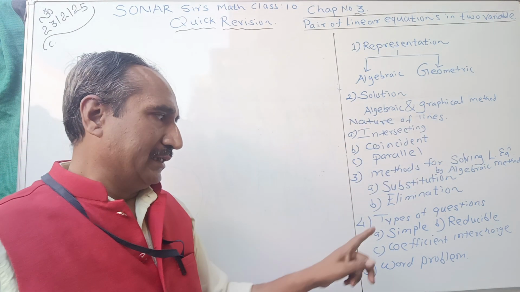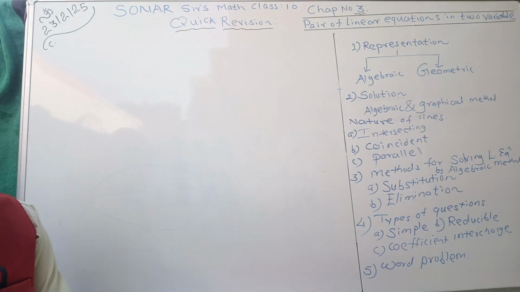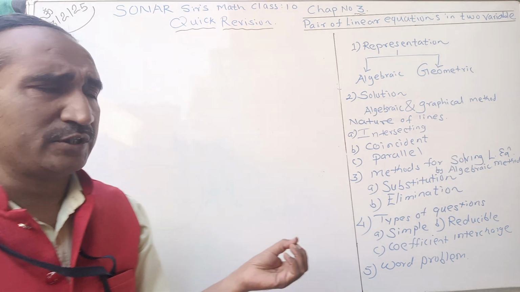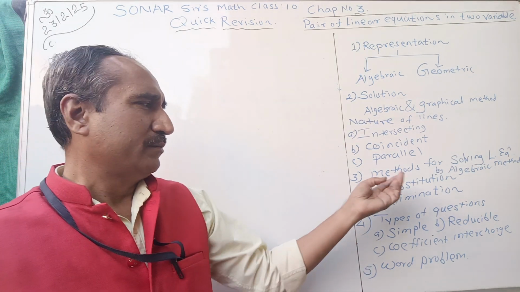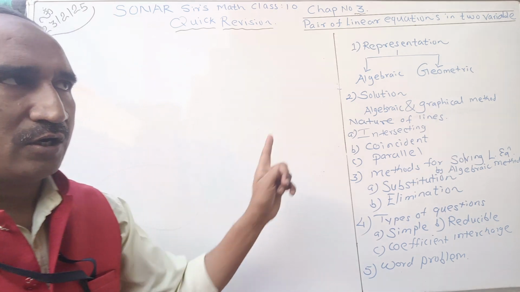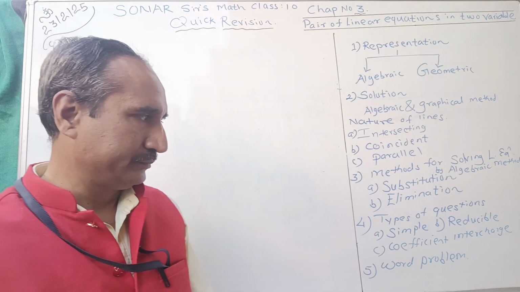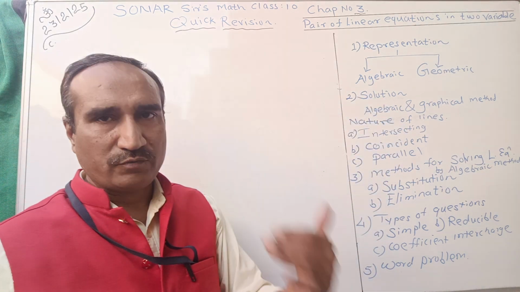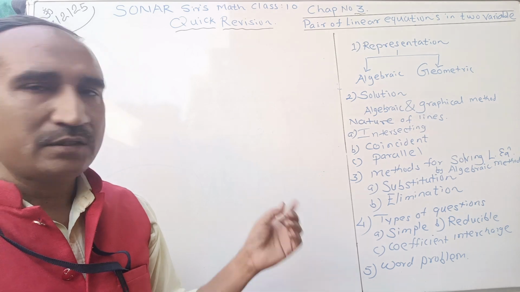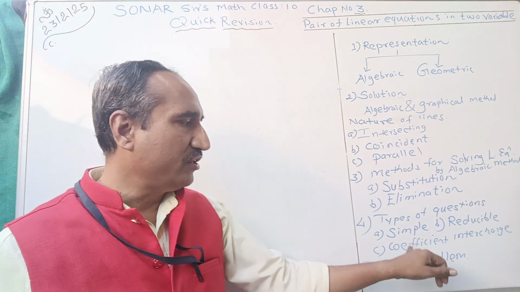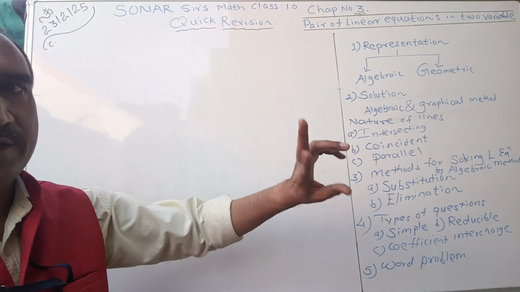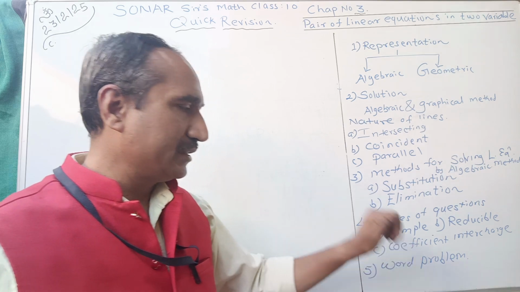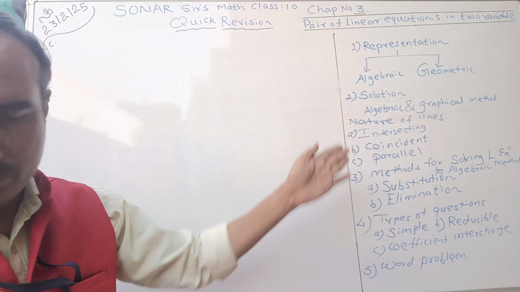Now the fourth one is types of questions. Which type of questions may be asked in the exam? There are simple type equations, solve the simple equations by substitution method or elimination method, or there may be a headline only, solve. Then there is a second type, reducible type, 1 upon x, 1 upon y, then we have to convert them into the standard form. Coefficient interchange, the coefficients of the variables are interchanged, and then we have to solve the question. So we'll discuss the word problem and this type of few questions now.